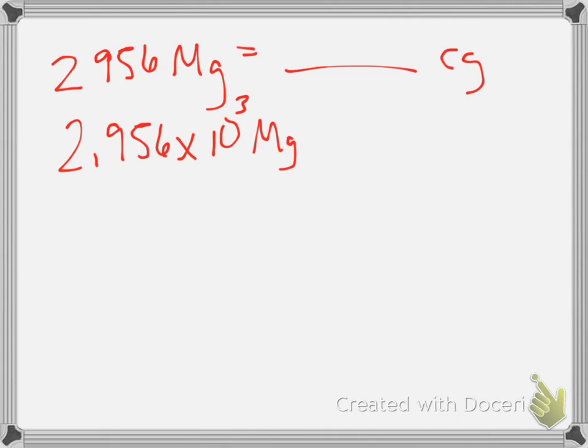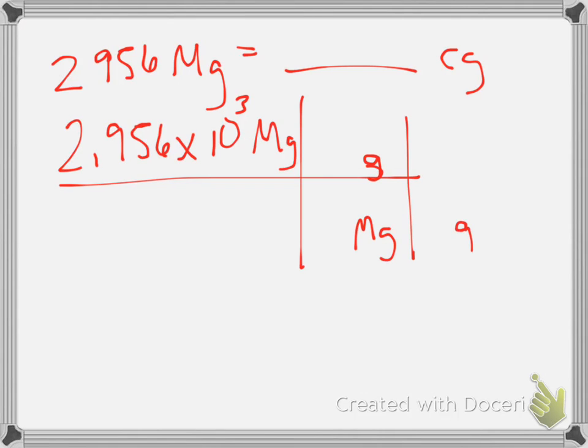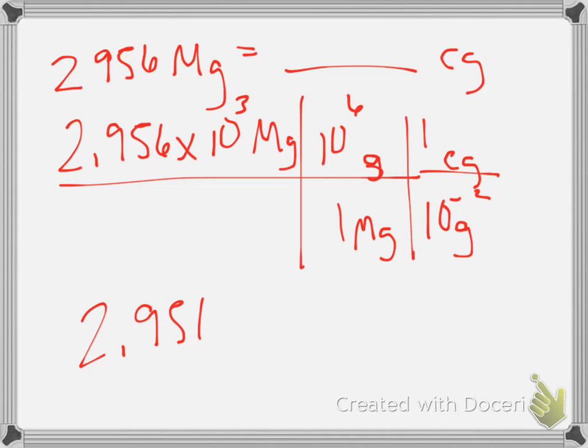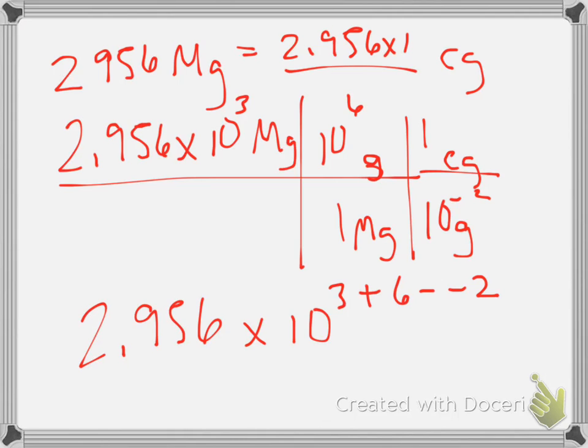Okay, so we have that in megagrams. We would like to get to centigrams. Megagrams, grams, grams, centigrams. 1, 1. 10 to the 6th grams in a megagram. 10 to the negative second grams in a centigram. So we get 2.956 times 10 to the third plus 6 minus negative 2, or 2.956 times 10 to the 11th.